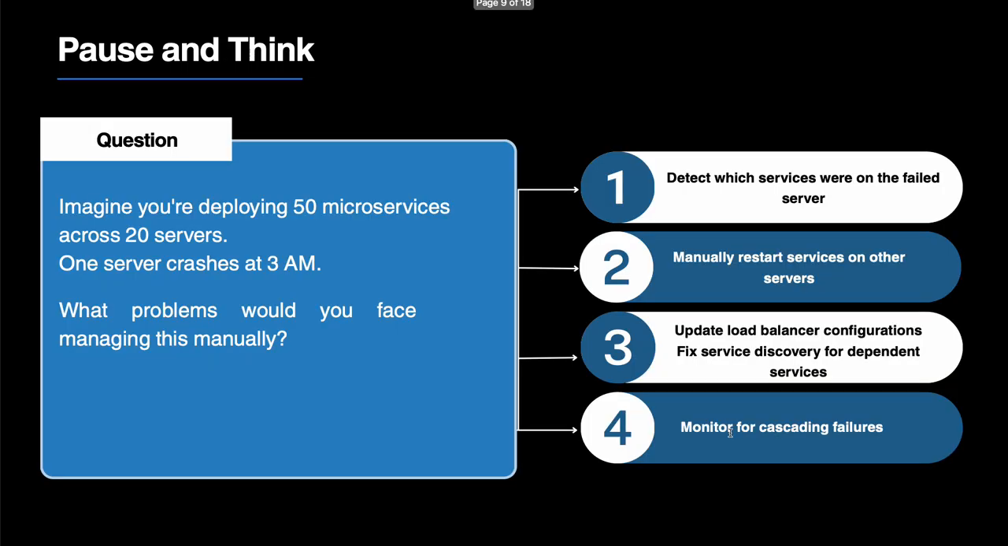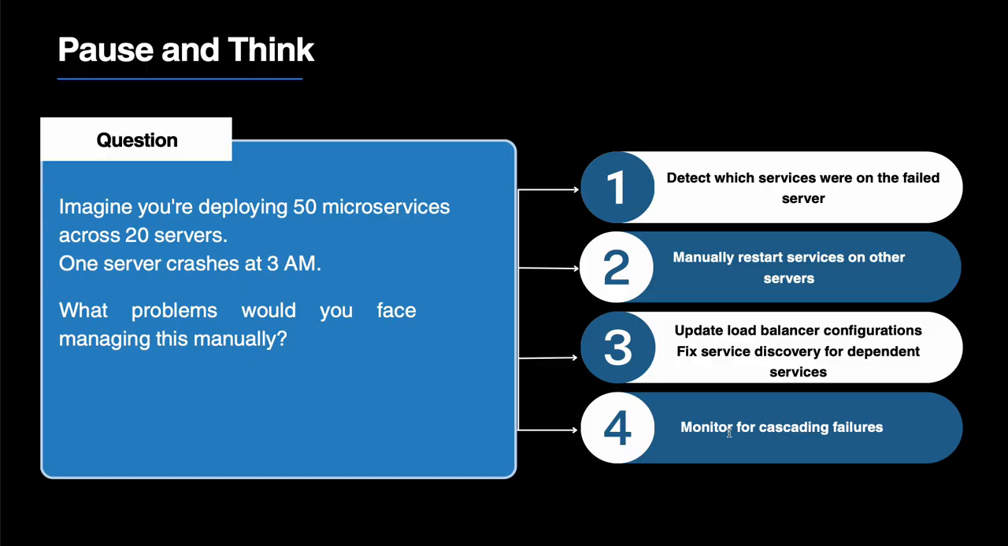Okay, so let's walk through it. First, detect which services were on that failed server. Then manually restart each service on available servers, but which ones? Check resource utilization and decide. Update load balancer configuration for traffic routing. Fix service discovery, update DNS records so dependent services can locate instances. You have to monitor for cascading failures. And you have to do all of these things when you are half asleep at 3 a.m. One mistake makes this worse.